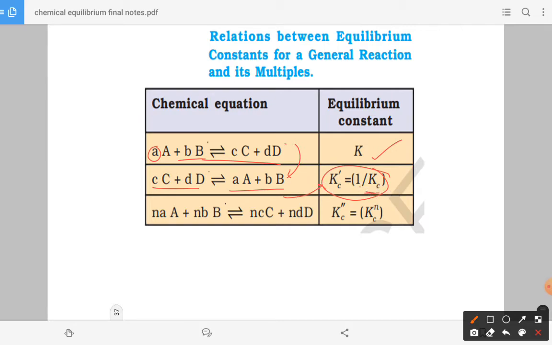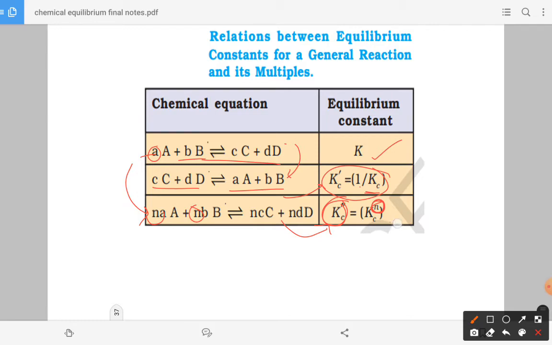Next, for example, you multiply this reaction by some coefficient, say n. Whatever changes you make to the reaction, you have to make to the equilibrium constant also. So here you have to raise the equilibrium constant to the power n.